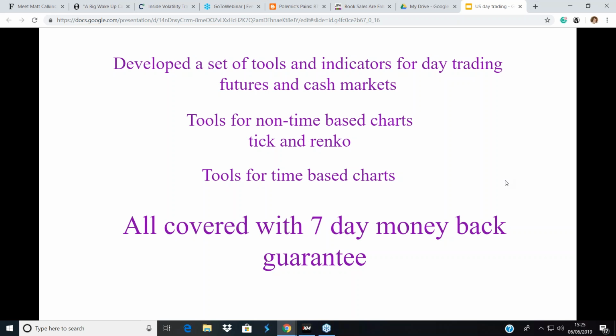And the important element of those tools is that you use them both in a combination of time and non-time based charts, particularly if you're looking to take, say, points out of the ES, which moves very, very fast, and it's only a very small number of points that you will be taking.